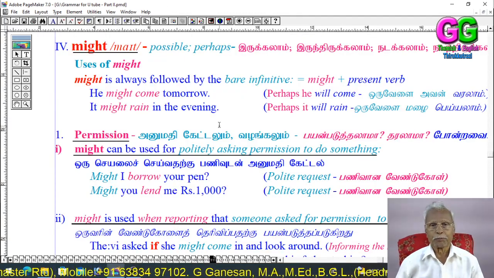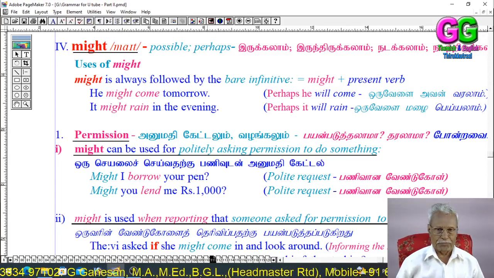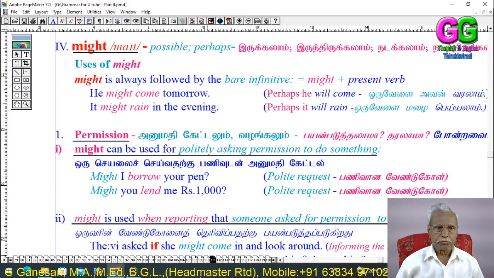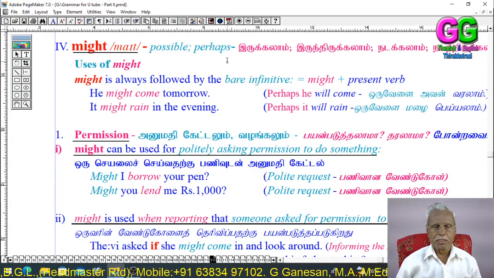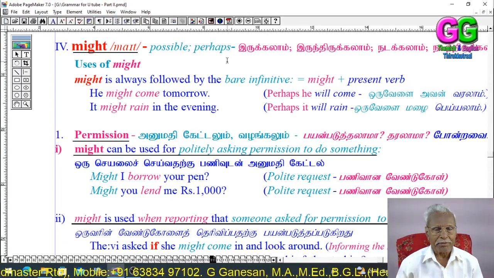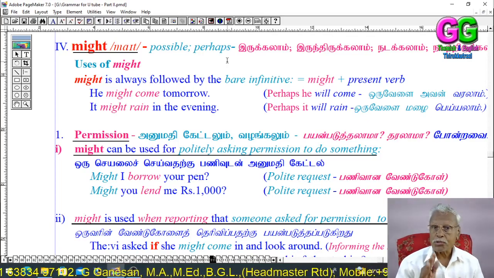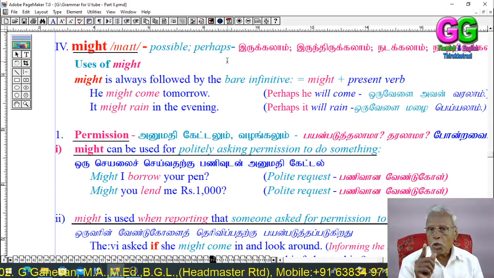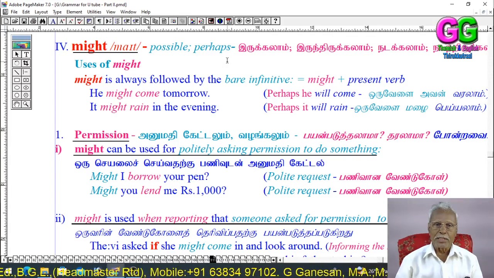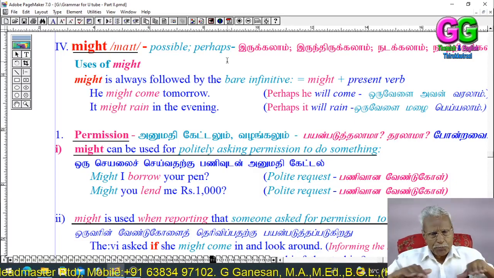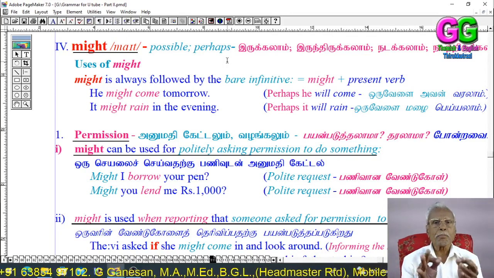Might, that is 4. Number 4, regarding the modal auxiliary verbs. Here we are going to see might. Might means possible or perhaps. Might is the past tense of may, as could is the past tense of can. But you ought to know might can be used to express the activities of present tense, future tense and also past tense.